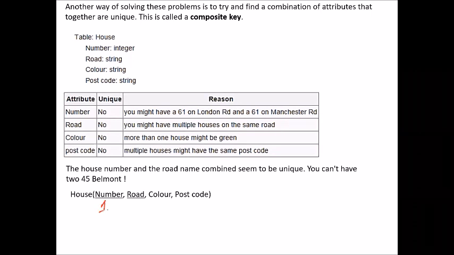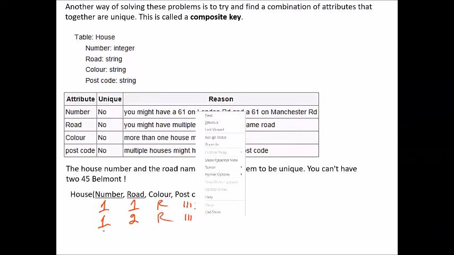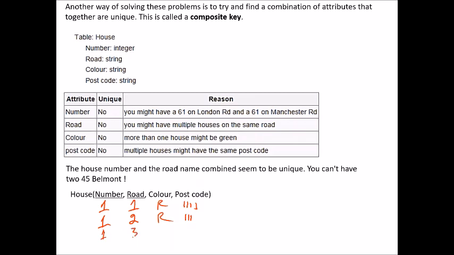One house number 1 on road 1, a red color and some postcode. House number 1 will not be on road 1, it will be on road 2, maybe red color and same postcode. House 1 on road 3, 1 cannot happen again. We cannot say 1 on house number 1 again. This is not possible.